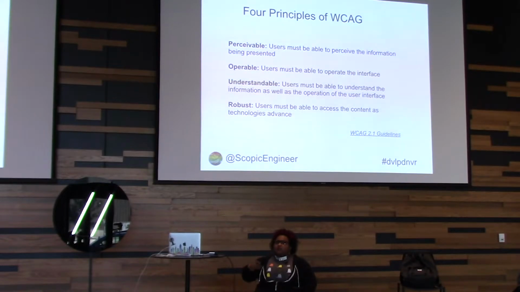And robust, and this is something that really points to mobile accessibility and mobile devices, as the different kinds of devices come about. Robust: users must be able to access the content as technologies advance.